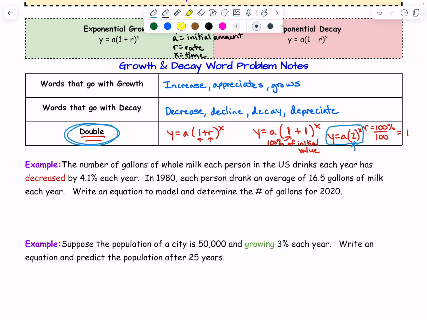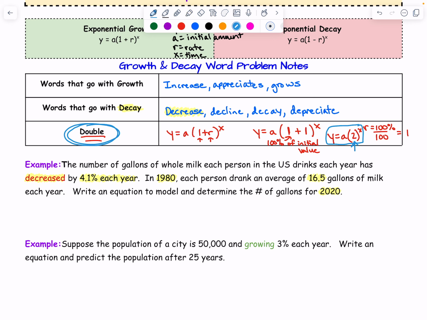All right, so let's do some highlighting. It said the number of gallons of whole milk each person in the U.S. drinks each year has decreased. So decreased goes with, we wrote it up here, decay. Decrease, decay. And then we have the rate of 4.1%. That's how much it's decreasing by. And then 1980 looks like some time they're giving us, that each person drank an average of 16.5 gallons. So that looks important. And then we want to know how many gallons in 2020.